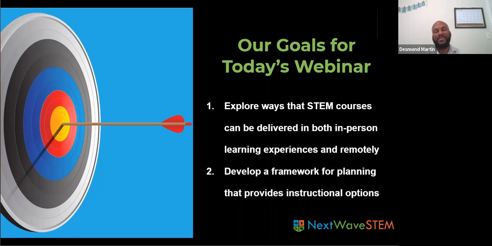The second thing that we want to do is develop a framework for planning that provides instructional options. After we take a look at the specifics, and in our case, we're going to take a look at some specific technology examples, we want to talk about more broadly how you can make considerations for your STEM programs that will allow you to have the flexibility that you need, given that you can't predict the future. But given that we can't predict the future, we can plan for a couple of likely scenarios. So that's what we'll jump into a little bit later on in our webinar.